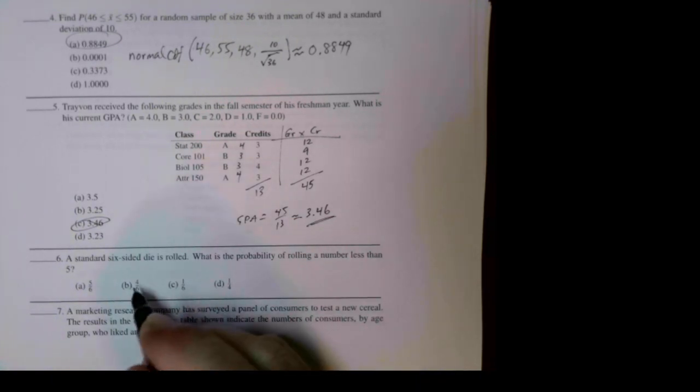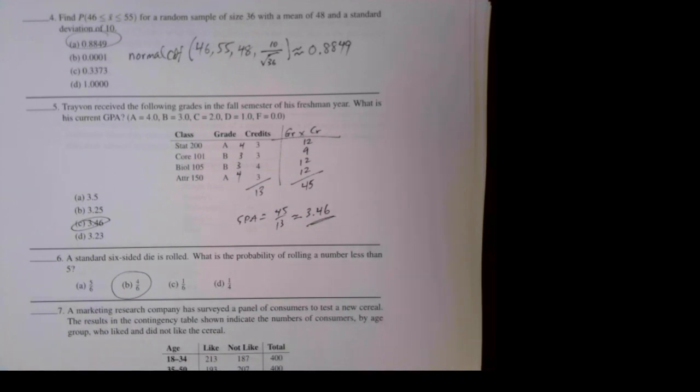Okay, number 6. A standard 6-sided die is rolled. What's the probability of rolling a number less than 5? Well, the numbers less than 5 are 1, 2, 3, 4, and there are 6 outcomes altogether, so it's just going to be 4 out of 6.